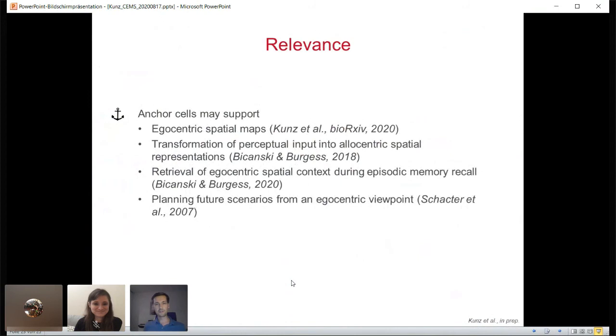This is relevant in several respects. We proposed that anchor cells may support egocentric spatial maps in general, that anchor cells may support transformation of perceptual input into allocentric spatial representations, that they may also support the retrieval of egocentric spatial context during episodic memory recall, and that they finally may support the planning of future scenarios from an egocentric viewpoint.